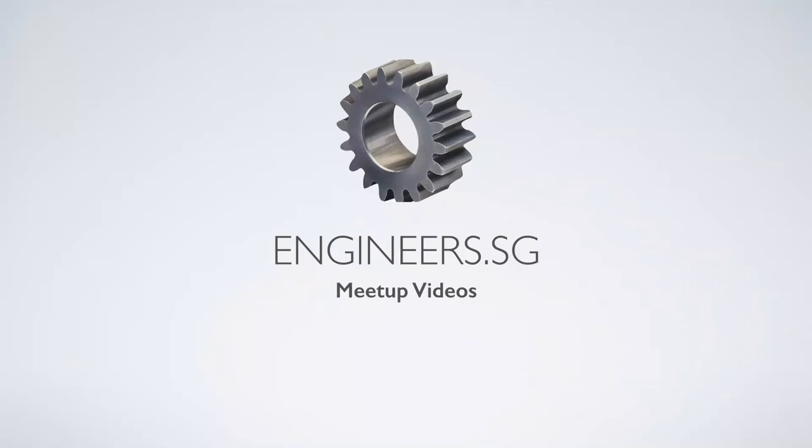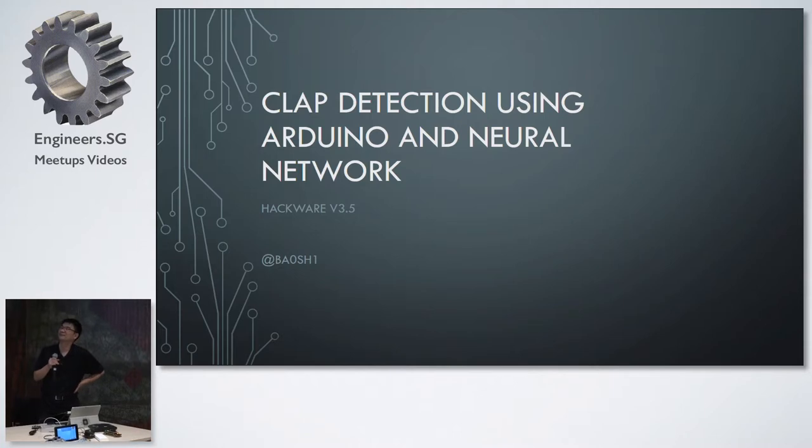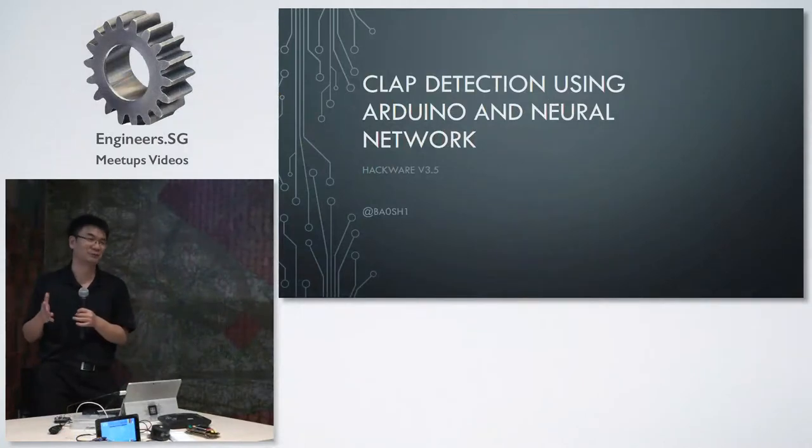So I'll try to run through it quickly because I want to leave some time for a demo, although I'm not sure whether it's working or not. Okay, today's topic is about clap detection, the clapping sound detection using Arduino and a neural network. Usually a neural network is for big machines with high processing power, but I'm trying to do this on an Arduino and show that it's actually doable.